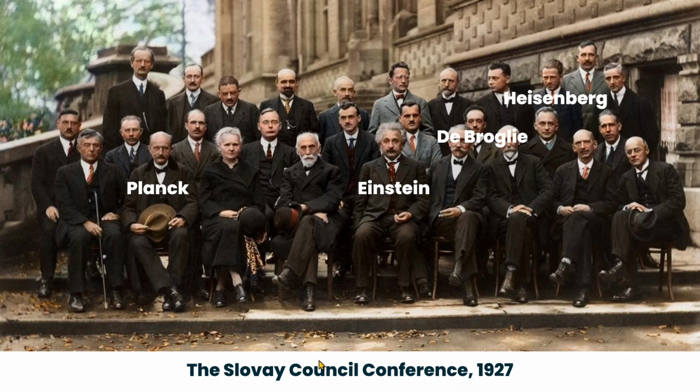This theory, the idea behind quantum theory, has been one of the most radical things that appeared in the early 1900s. This is a picture showing the Solvay Conference of 1927, and we can see here the scientists behind this idea: Planck, Einstein, de Broglie, and Heisenberg.